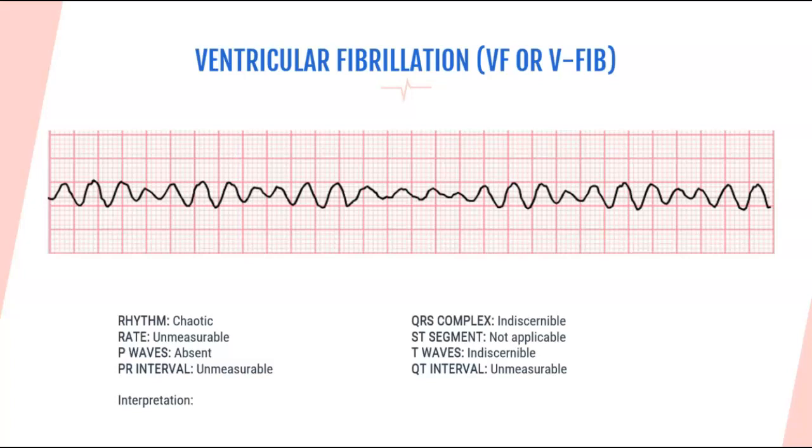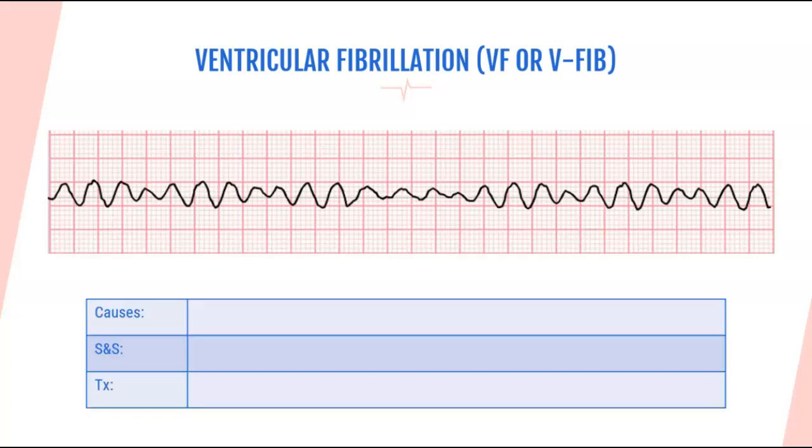So our interpretation of this strip is ventricular fibrillation, and we can further put this into the coarse ventricular fibrillation category. Causes of V-fib can include MI, electrocution, high potassium, drowning, and hypothermia.